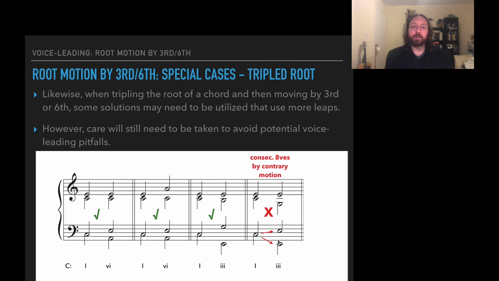the root in root motion by third and sixth. There are solutions to it, but we still need to be on the lookout for any of these voice leading pitfalls for this style.